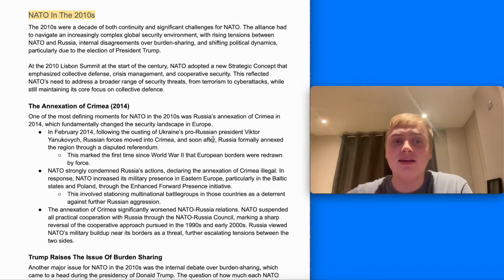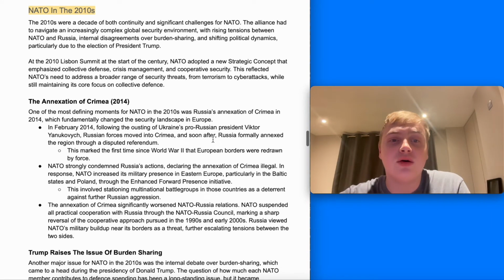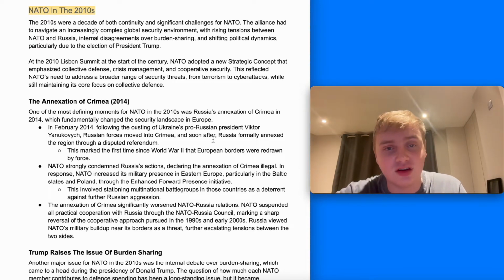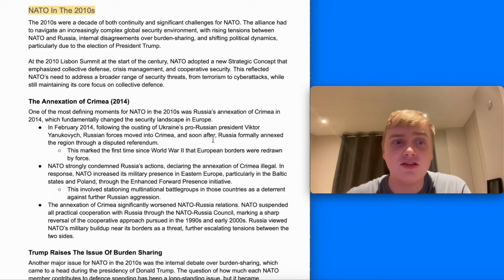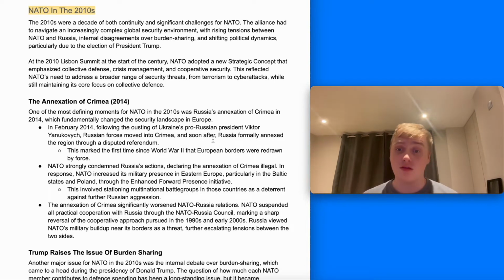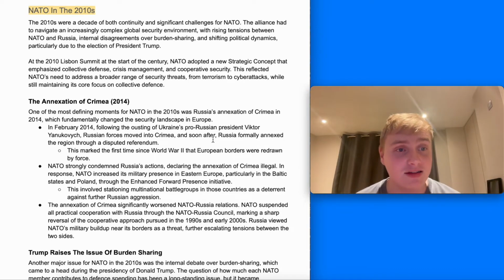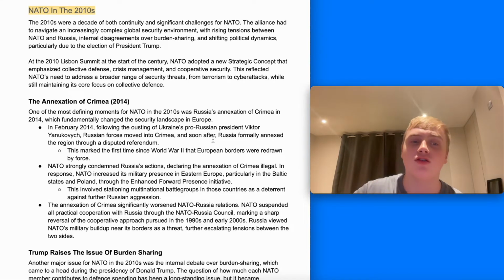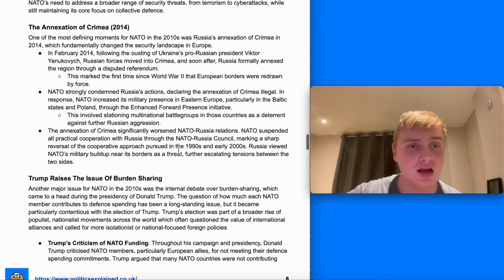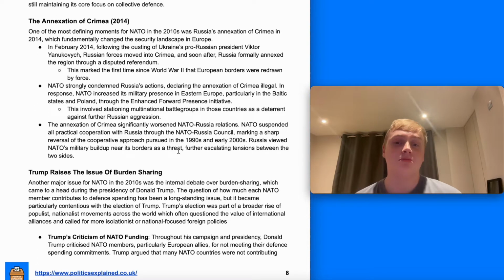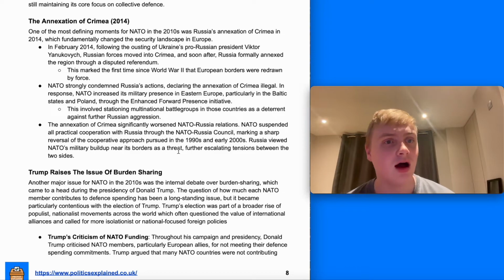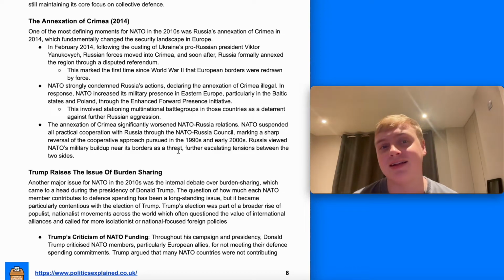So at the 2010 Lisbon Summit, at the start of the decade, NATO adopted a new strategic concept that emphasised collective defence, crisis management and cooperative security. And this reflected NATO's need to address a broader range of security threats in the 21st century, from terrorism to cyber attacks, while still maintaining its core focus on collective defence. A key event in the 2010s was the annexation of Crimea by Russia in 2014, which fundamentally changed the security landscape in Europe.